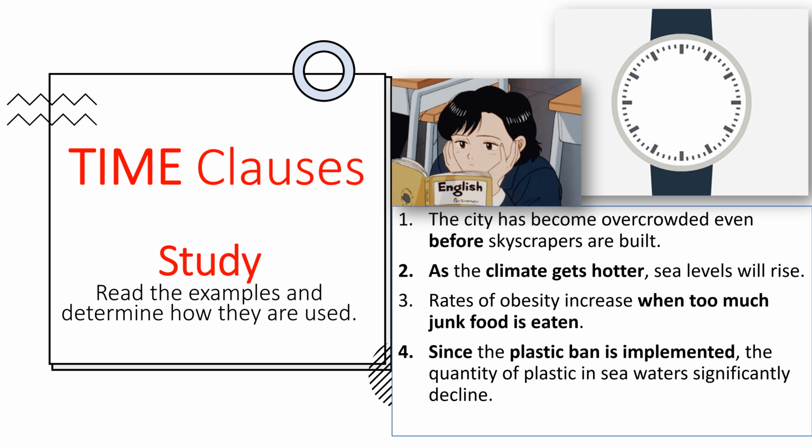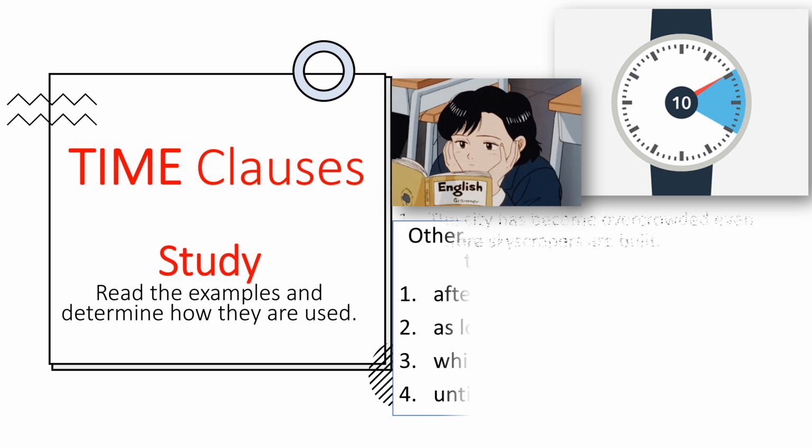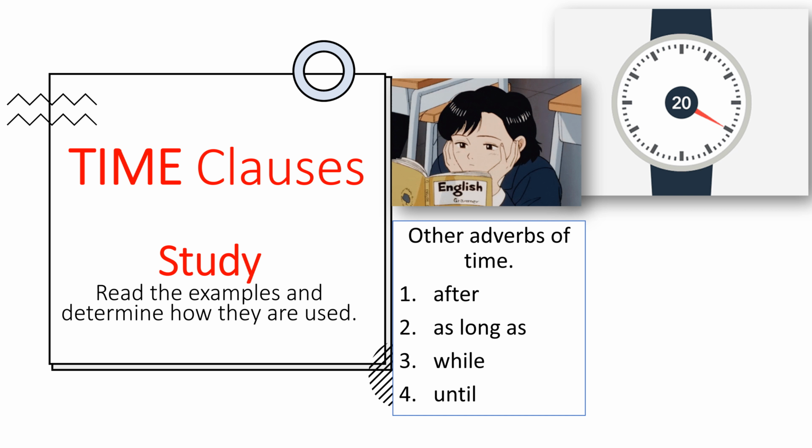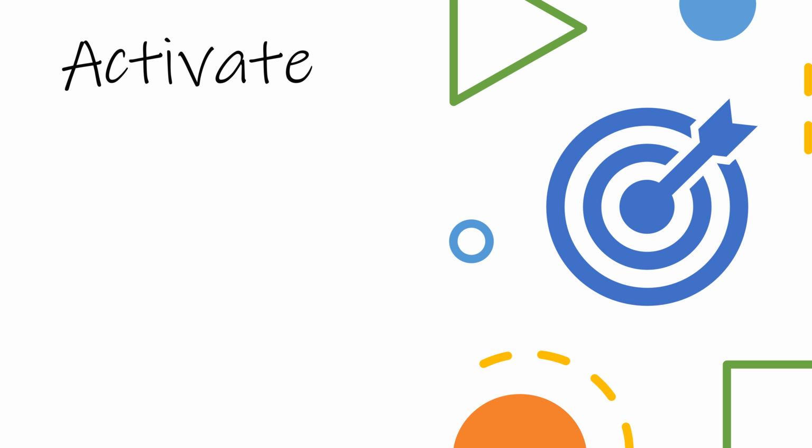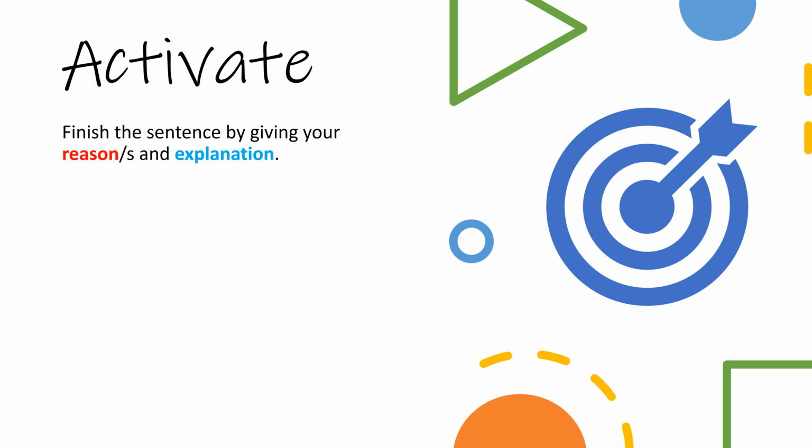So as you notice here, the highlighted words are time clauses, which signify a certain period of time. Now, we can also connect ideas using other adverbs of time. So we have here after, as long as, while, and until. Now, can we practice on our own? Let's try this exercise, and I want you to finish the sentence here by giving your reasons and explanation.